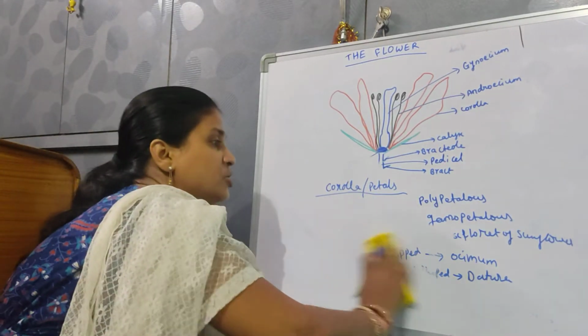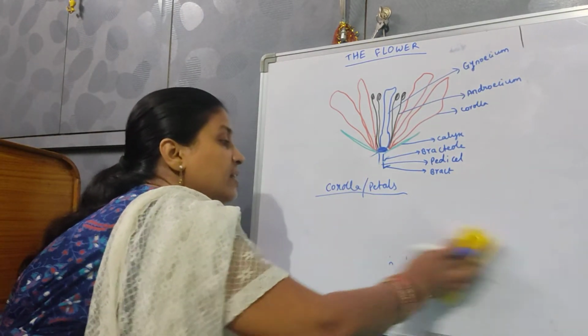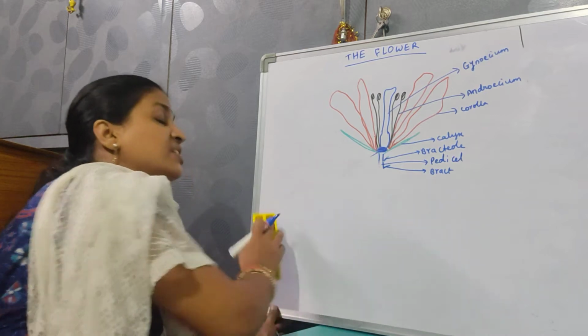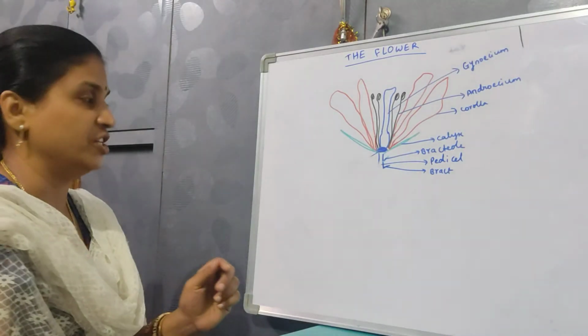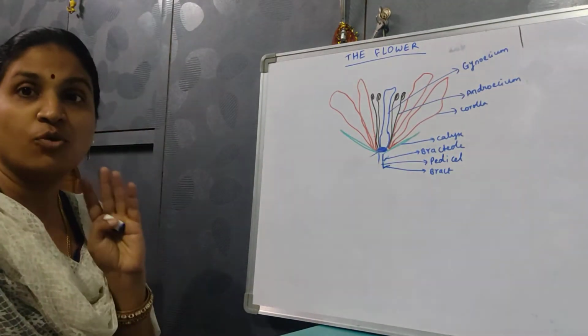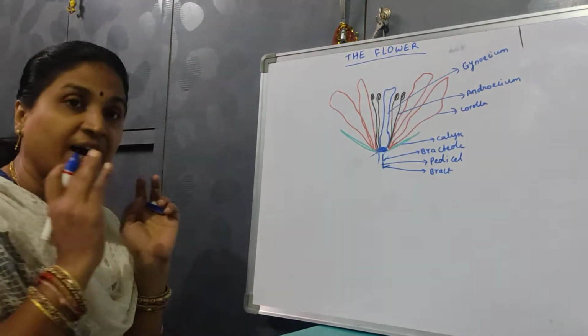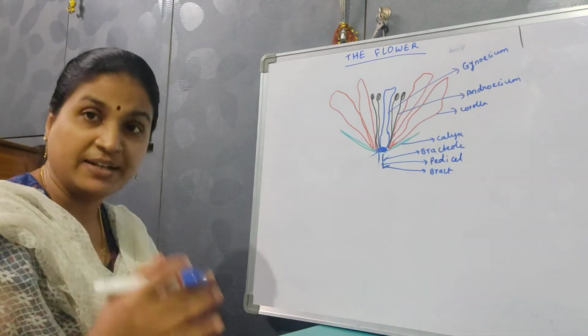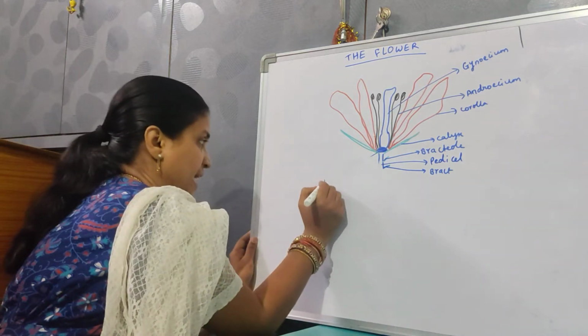Then based on the arrangement of the sepals and petals in a bud condition, there are four types. The arrangement of sepals and petals in the bud condition is called estivation.